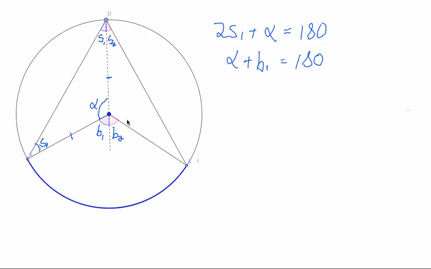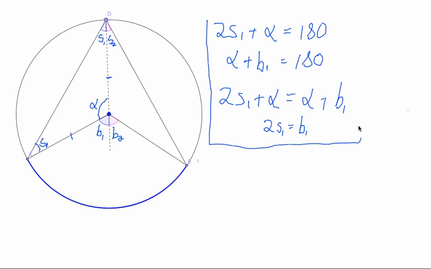And now if we look at the two equations we actually have simultaneous equations, and we can solve them by substitution because they both equal 180 degrees. So we can say that 2S1 plus alpha equals alpha plus B1. And now if you look at the two sides of the equation, you'll see that we have two alphas. So we can just subtract alpha from both sides and make the equation 2S1 equals B1. And we'll just put a square around that so it's not cluttered.